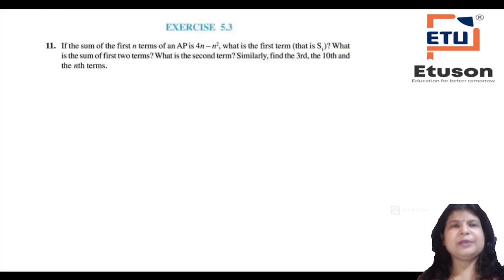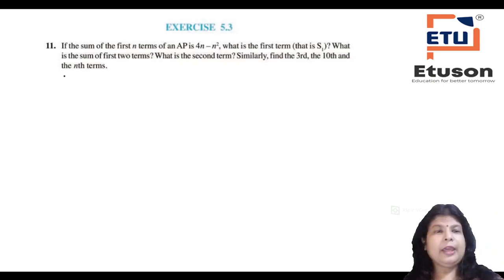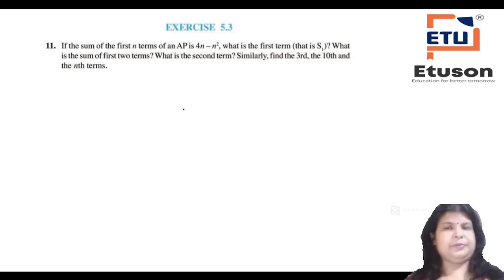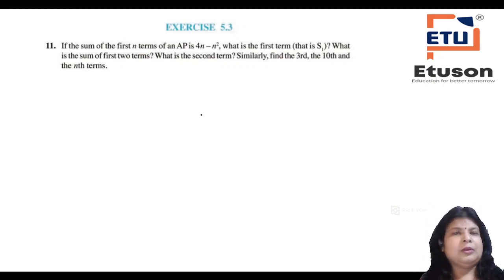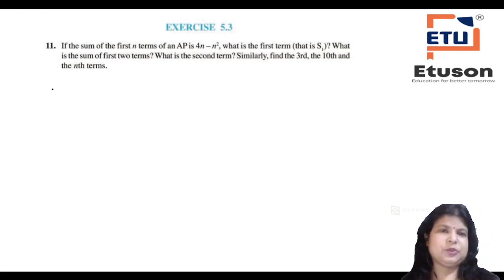So this is question number 11 from exercise 5.3. If the sum of the first n terms of an arithmetic progression is 4n minus n square, what is the first term? What is the sum of first two terms? What is the second term? Similarly, find the third and 10th and the nth term. So you have so many subparts for this question. Let us understand and find out one by one.